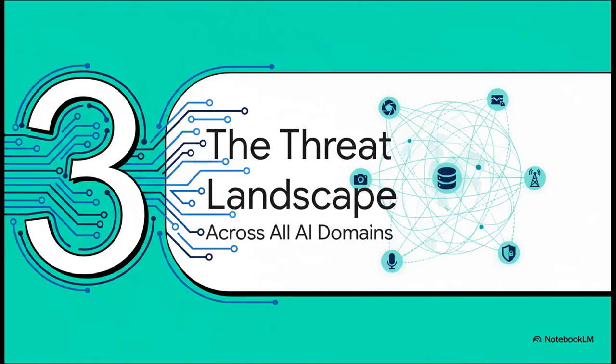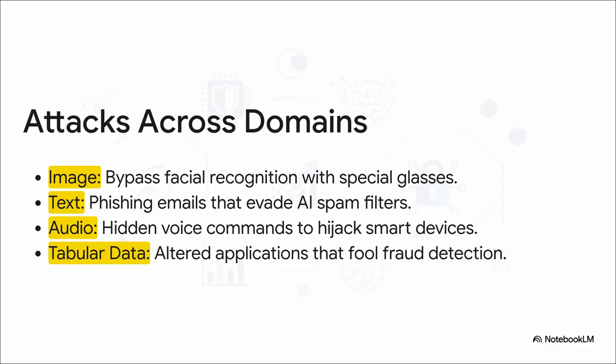Now let's broaden the view a little, because this is definitely not just a problem for self-driving cars or image recognition. This threat stretches across pretty much every domain where you might be using AI. The attack surface is just huge. We're talking about everything from using specially designed glasses to fool facial recognition, to writing phishing emails with specific text that your AI spam filters just won't catch, to hiding audio commands in background noise to hijack your smart speakers, and even tweaking the numbers in tabular data to fool a loan fraud detection model.